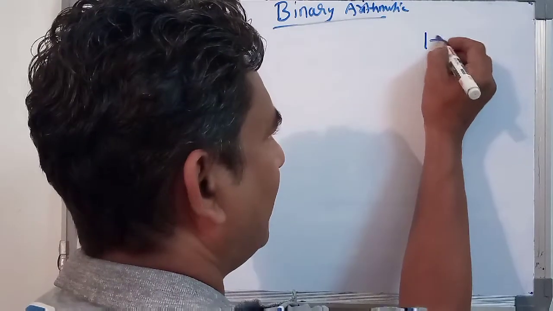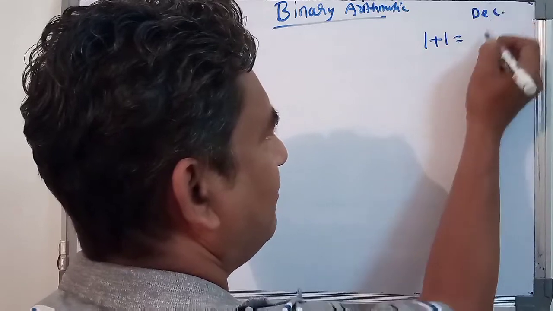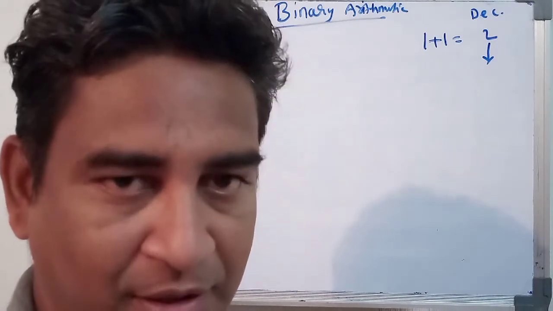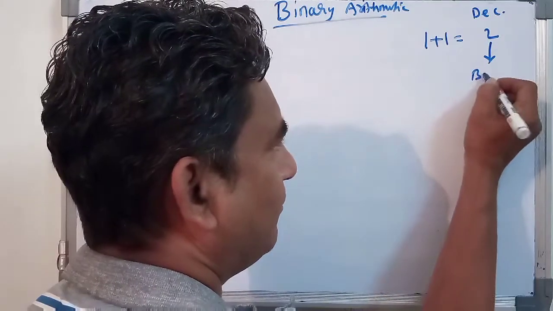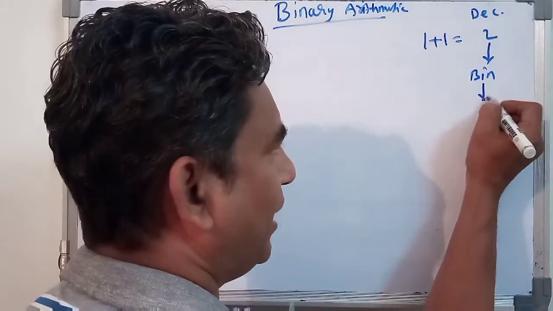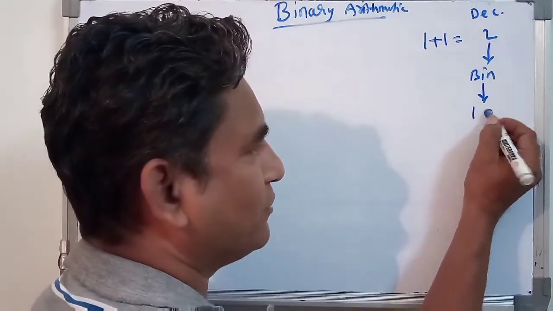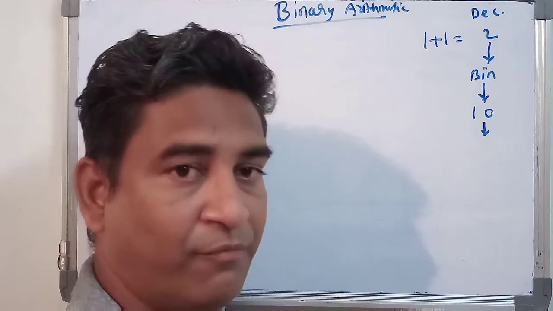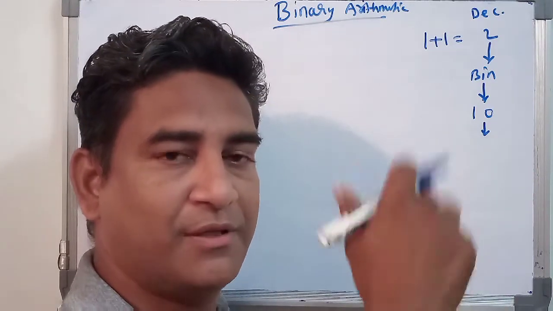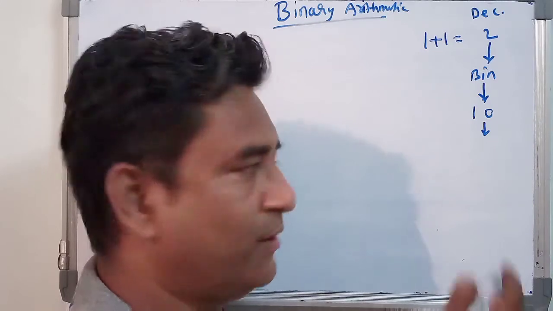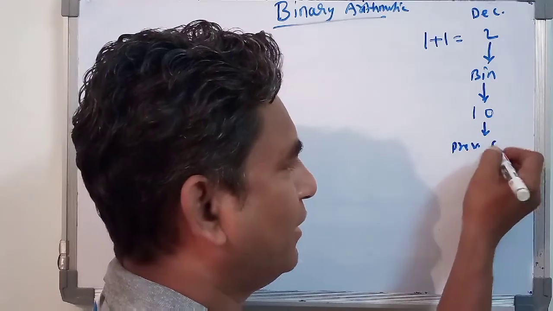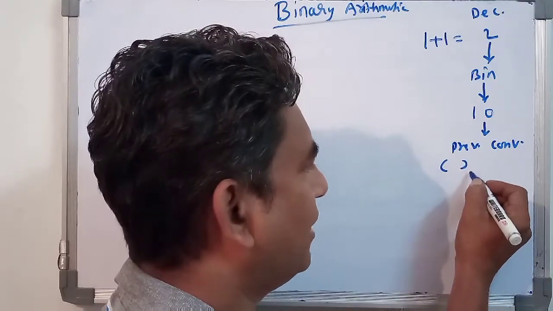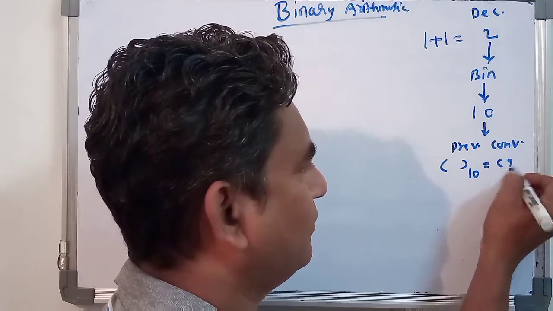As you know, 1 plus 1 in decimal is 2, but as soon as the language changes to binary form, you have to write that 2 as 1 0. Why does this 1 0 come? From where does it come? From the conversion we studied previously, which was decimal to binary.